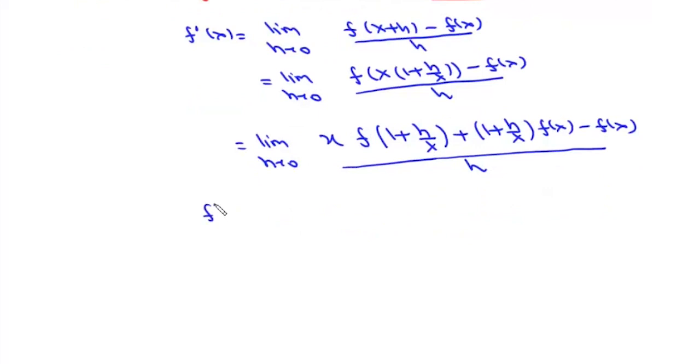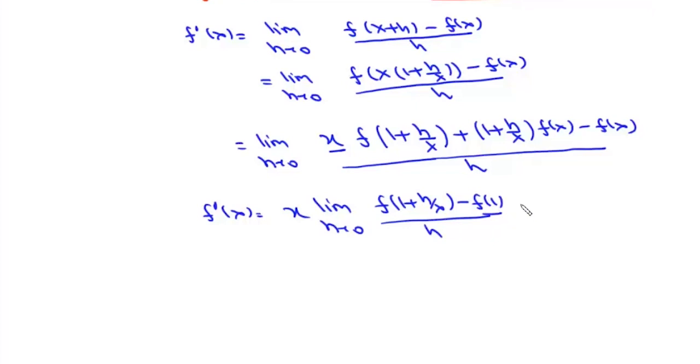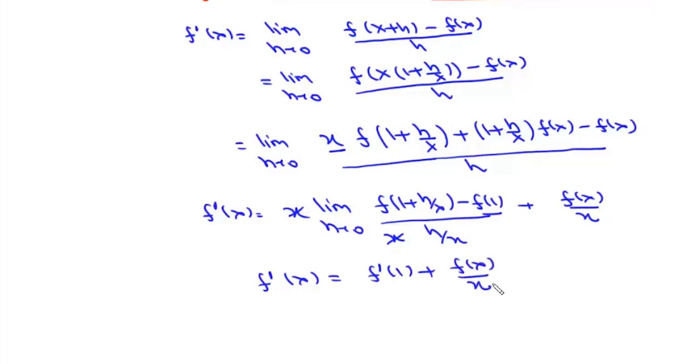Now we can write this f'(x) as, taking x common, this limit as h tends to 0 of f(1+h/x) divided by h, and we can write this as f(1) because f(1) is 0. And here if we cancel this f(x), h and h will cancel, it will be simply f(x) by x. Now if we multiply and divide by x, this x will cancel, this is f'(1). So we can write this f'(x) as f'(1) plus f(x) upon x.